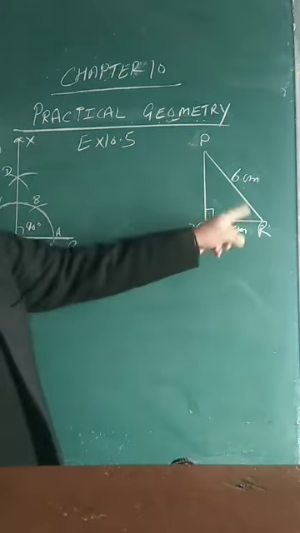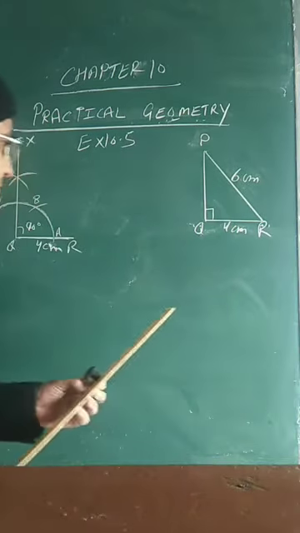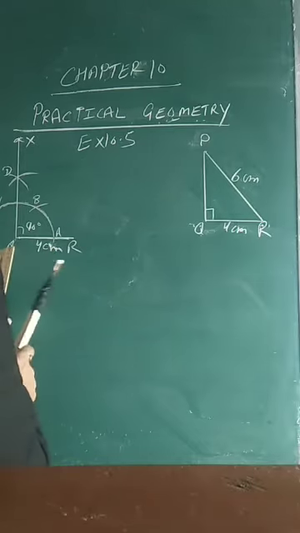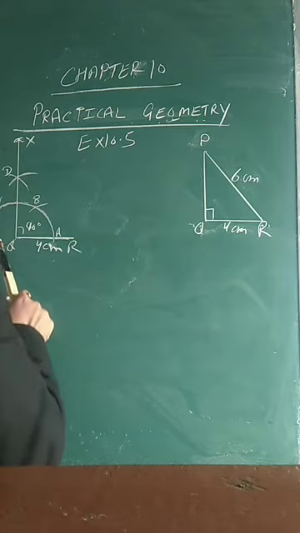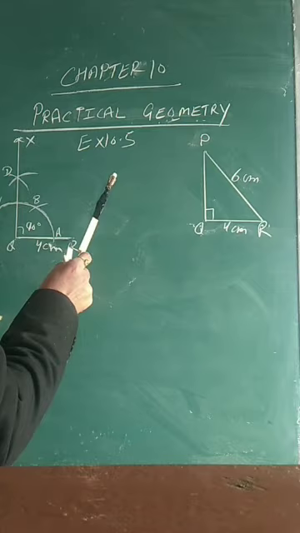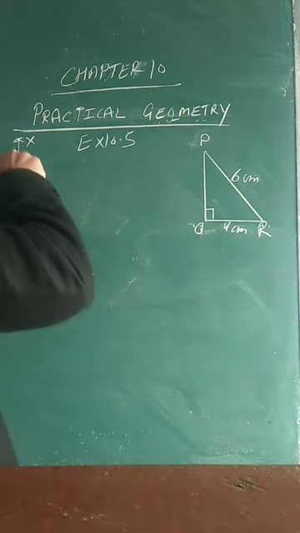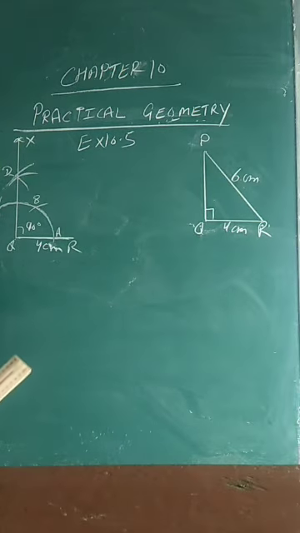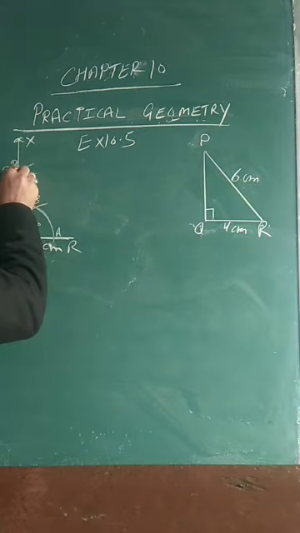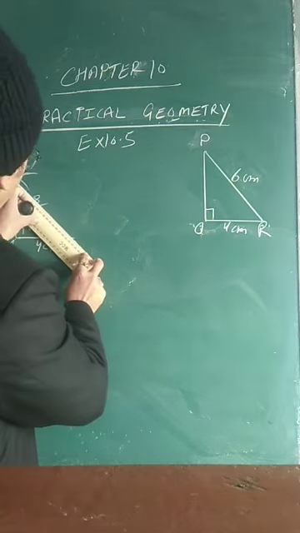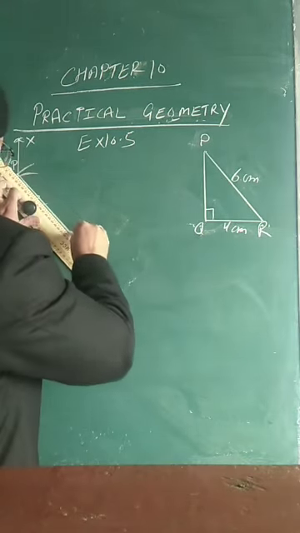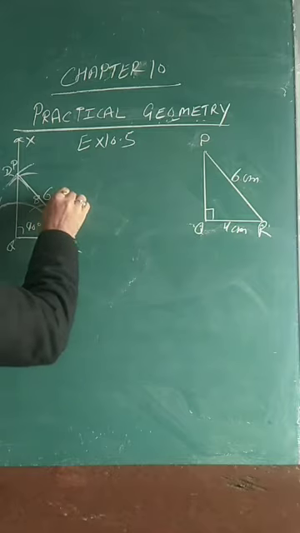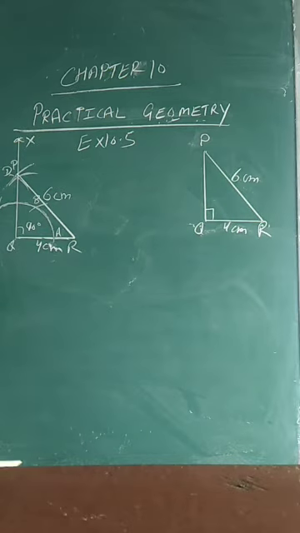Now PR is equal to 6 centimeter. So what we have to do, with the help of the compass and the ruler, we take a radius equal to 6 centimeter and then taking R as a center, we cut an arc of radius 6 centimeter on this perpendicular. So this point of intersection of both, this is point P. Now we'll join PR. Okay, now PR is equal to 6 centimeter. So this is the required right angle triangle PQR, where angle Q is 90 degree, QR is equal to 4 centimeter, and PR is equal to 6 centimeter.